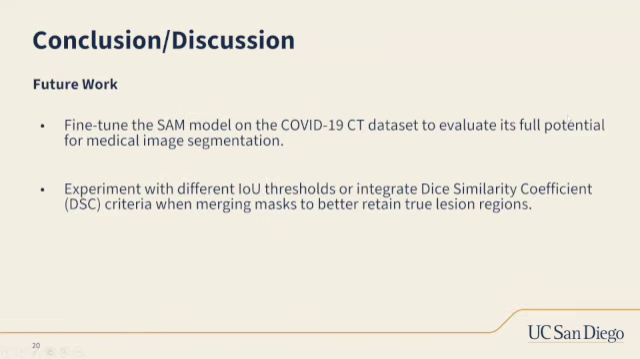So for future work, we can fine-tune the SAM model on our data to evaluate its full potential for medical image segmentation. We can also experiment with different IOU thresholds or integrate other metrics such as the Dice similarity coefficient when we're merging the masks to better retain true lesion regions.